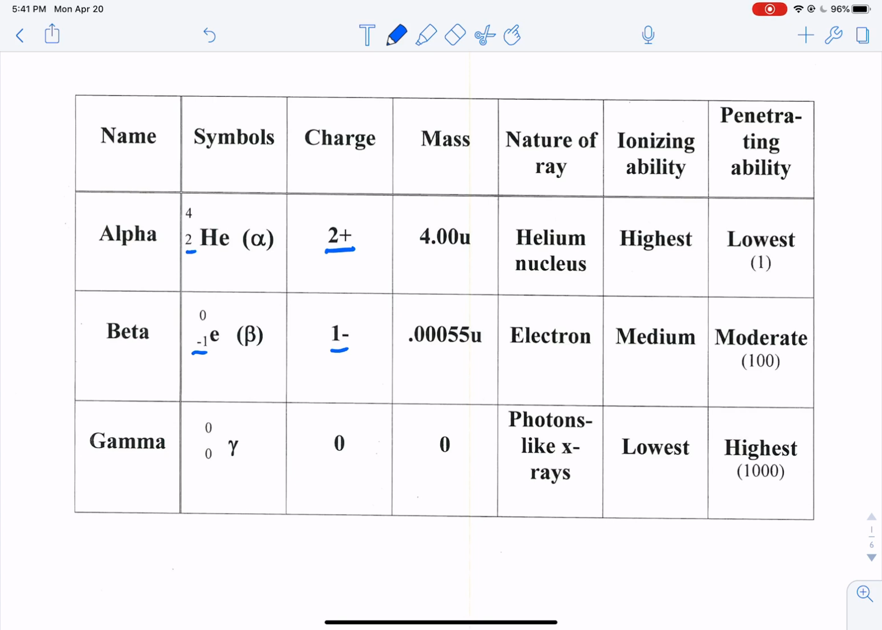Another thing that we should notice is the relative masses. Being pure energy, of course, there's no mass for a photon. And you can see how much less massive an electron is compared to 4 protons and 4 neutrons. Ionizing ability is very important. This is the ability to make ions, as the name would suggest.